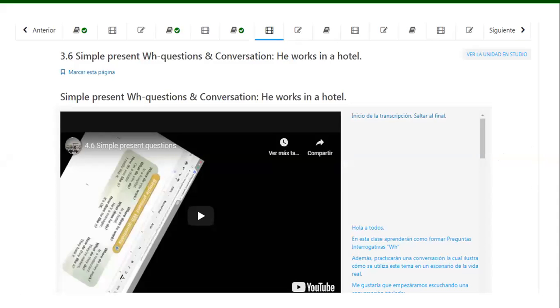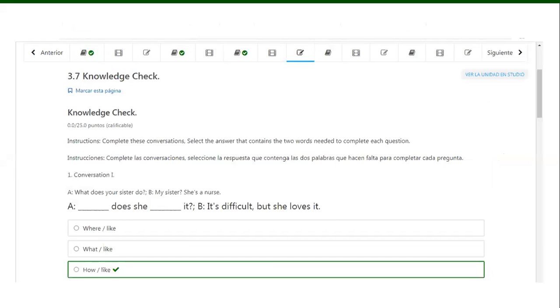And again, here in the platform, you have the 3.6 simple present WH questions. He works in a hotel. Maybe here is the exercise you were talking about. So I'm going to cover it, and then we will go to the presentation that I have for you. In here, it says, complete these conversations. Select the answer that contains the two words needed to complete each question.